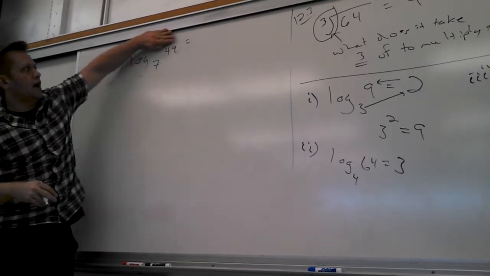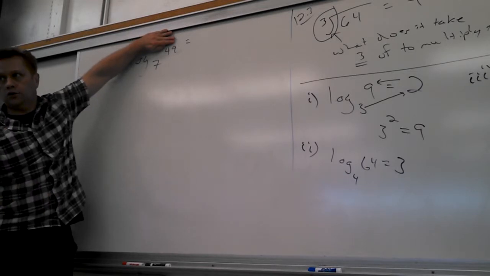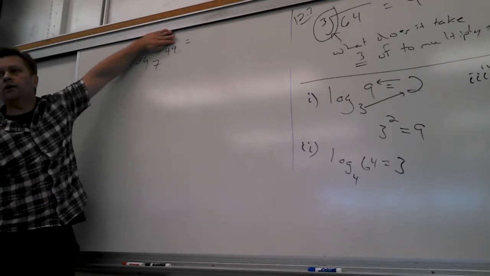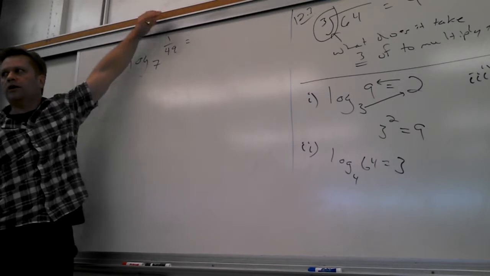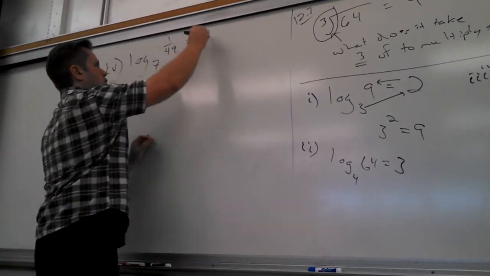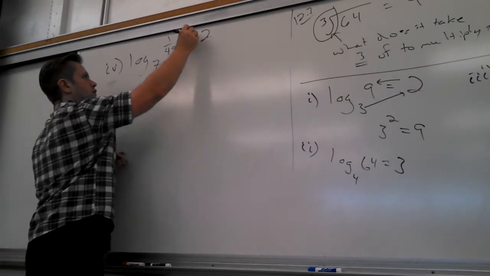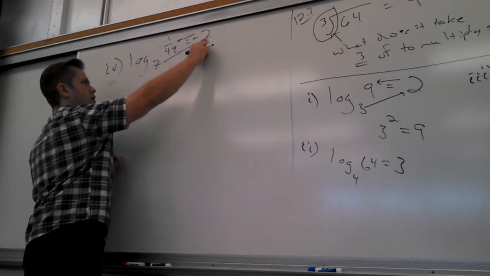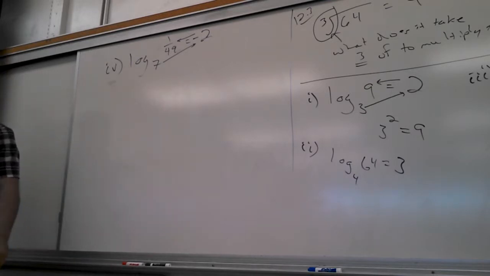If that wasn't there, the answer would be 2, because it takes 2 sevens to make 49. But I also have to flip it. So what kind of power makes that happen? A negative power. And how do you check yourself? You can always check yourself by doing this. That to that power has to equal this. And 7 to the negative 2 does equal 1 over 49.